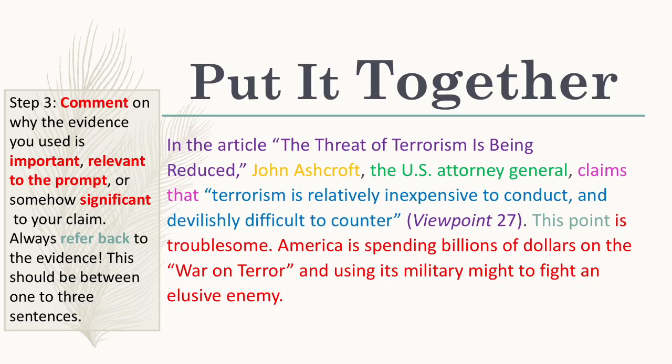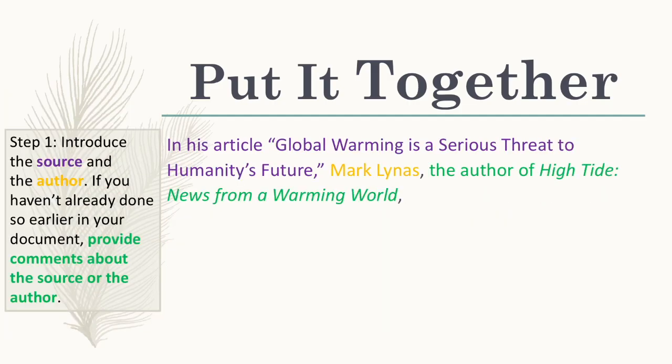And then we have our explanation, our third step. This point, being the quote, is troublesome. America is spending billions of dollars on the war on terror and using its military might to fight an elusive enemy. So again, they're telling us what to think about this evidence. And then in the last example, we have, in his article, global warming is a serious threat to humanity's future. So in this case, we have the source, Mark Lynas, the author, and our additional information, the author of High Tide, News from a Warming World.